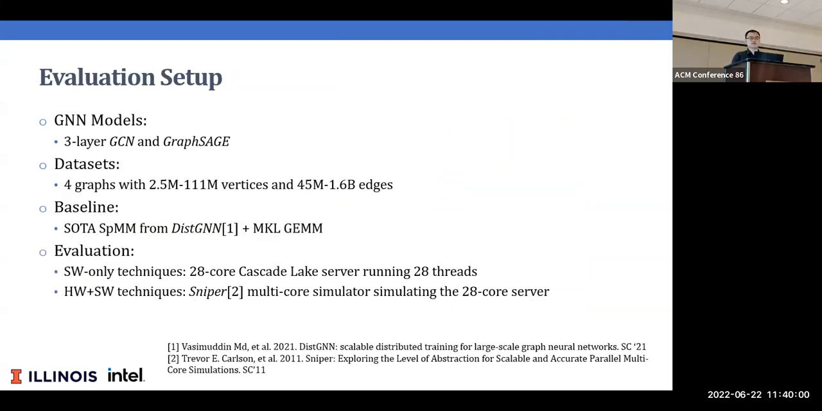And we evaluate Graphite on two popular GNNs, GCN and GraphSAGE. The data sets include graphs with millions of vertices and up to billions of edges. The baseline of the evaluation uses the state-of-the-art GNN library for aggregation and the Intel MKL for update. This library has been incorporated into the popular GNN framework DGL. We evaluate our software techniques on a 28 core server CPU natively, and we evaluate our co-design techniques in the Sniper simulator that simulates the 28 core CPU.